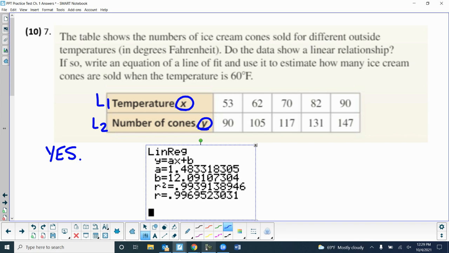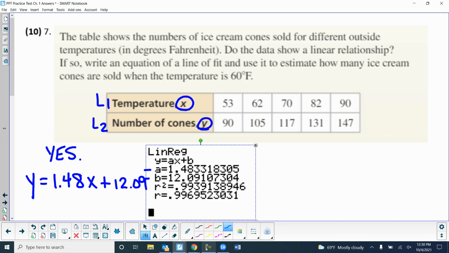All right, second thing. If so, we're saying yes, write an equation of the line of fit. That's from these two values: y equals 1.48x plus b, which is 12.09. We've been going to 2 decimal places, so let's continue to do that. Questions on the equation? It's all from that screen.